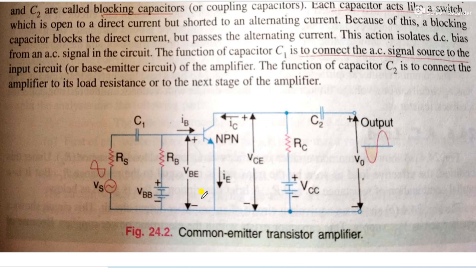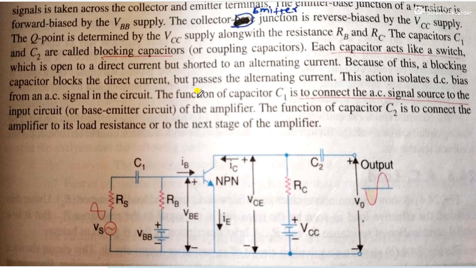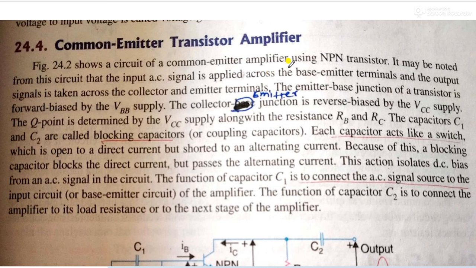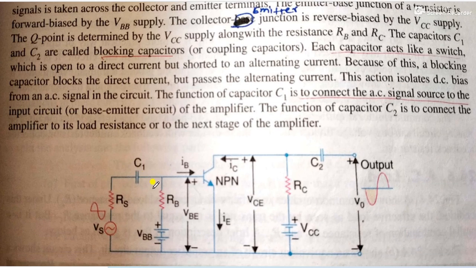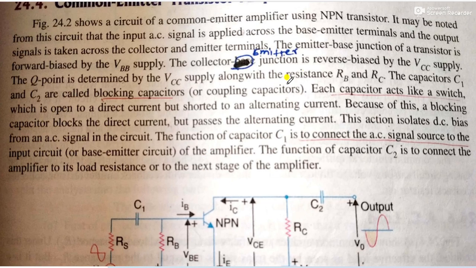And again, how can we recognize the configuration? See the common terminal across both input and output. In this case, the emitter is the terminal used for the input, that is base and emitter, and also for the output, that is collector and emitter. So that's why we call this a common emitter transistor amplifier or common emitter configuration of amplifier. It may be noted from the circuit that the input AC signal is applied across the base and emitter, and the output is taken across the collector and emitter terminals.